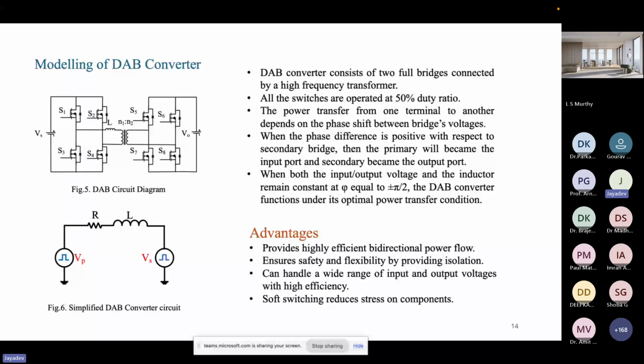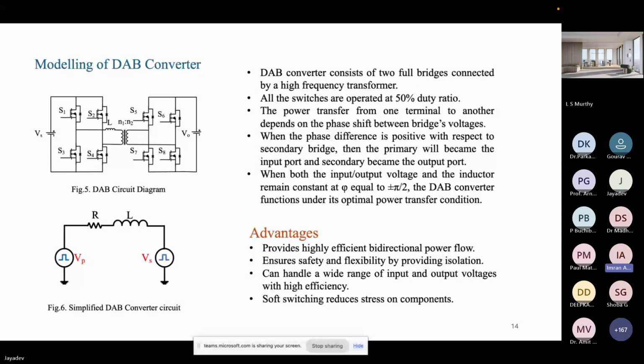Sir, is that condition plus or minus 90 degrees from primary to secondary and secondary to primary? Yes, plus 90 means power is transferring from one end to the other end, and minus 90 means from the other end to this end. That's why we have mentioned plus minus 90.